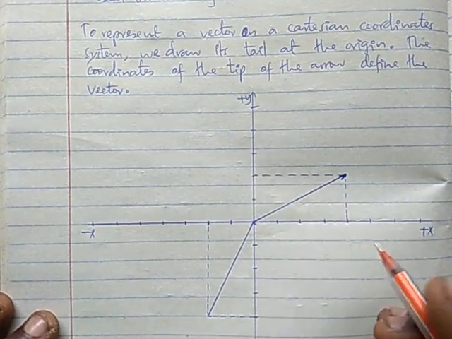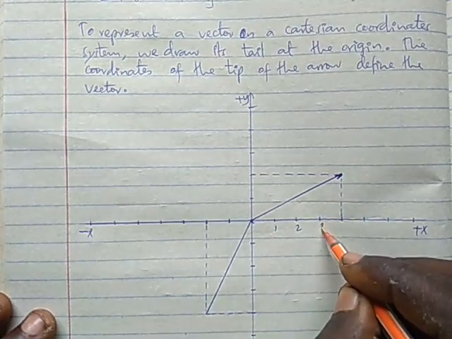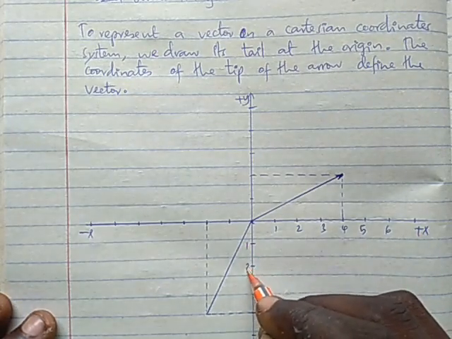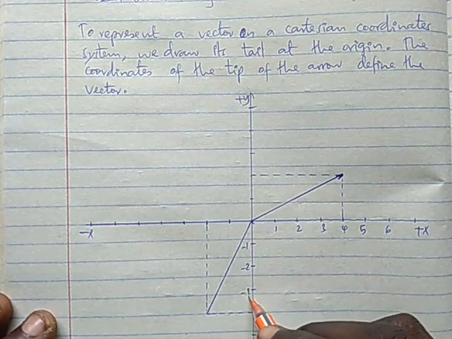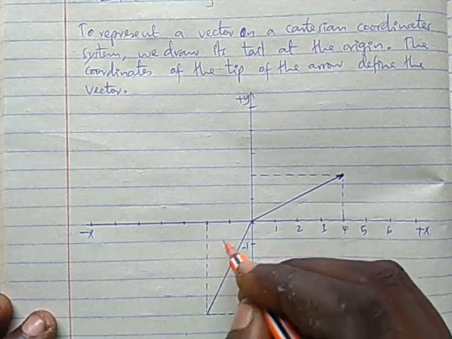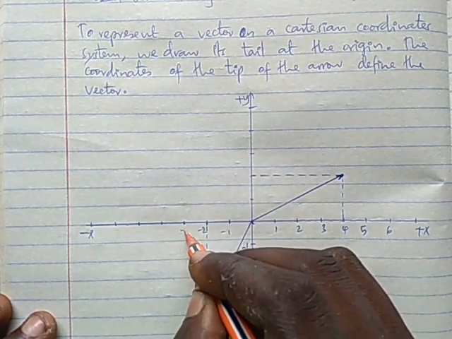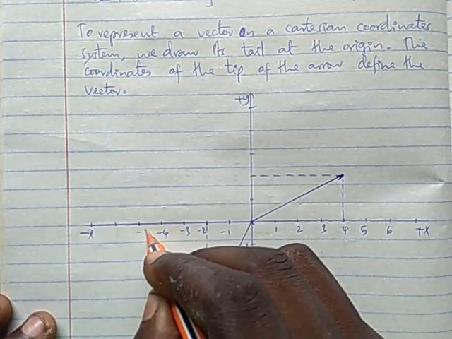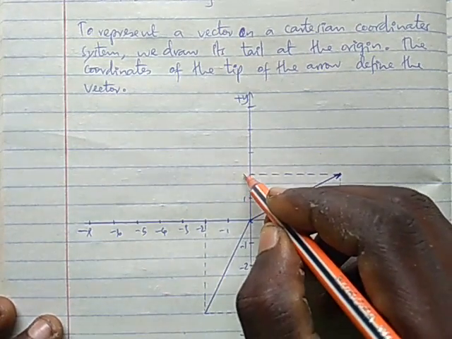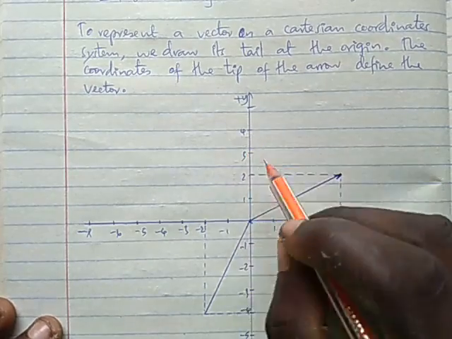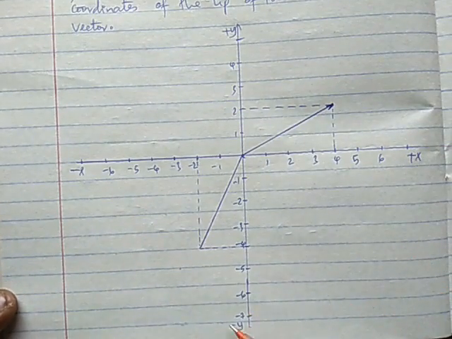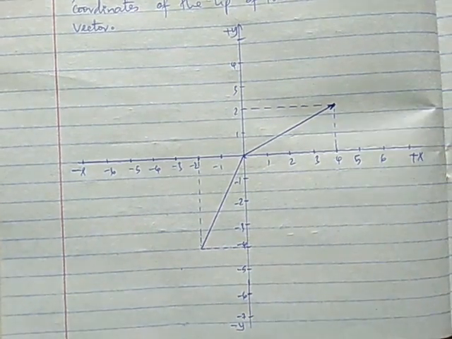Kwa hiyo we will have numbers 1 2 3 4 5 6, then 1 2, these are negative, negative 3, negative 4, negative 5, negative 6, negative 7, negative 1, negative 2, negative 3, negative 4, negative 5, negative 6, then 1 2 3 4. So we have positive y, we have negative y here below, we have positive x and negative x.